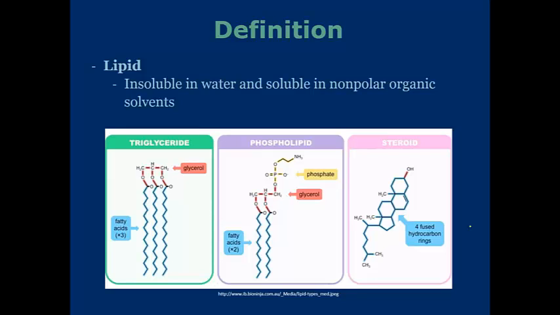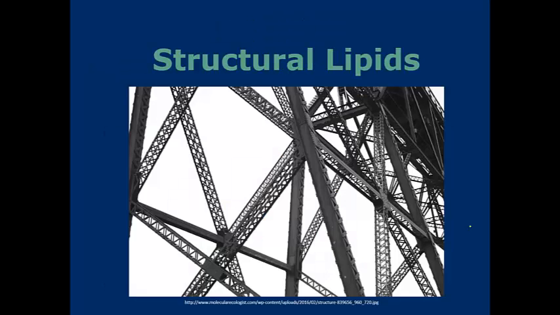That's obviously a pretty broad definition, but when it comes to biological systems, there are three in particular that we will discuss. They are listed below: triglycerides, phospholipids, and steroids. And we'll talk about all three. Starting first with structural lipids.